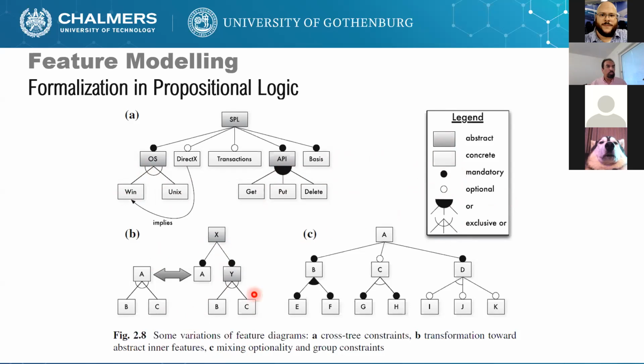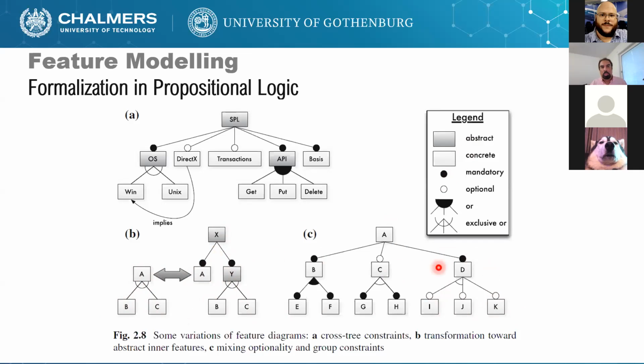Here, for example, there is another variation that you could substitute. These are two equivalent feature diagrams, because Y here is an abstract, you can eliminate it, and X is an abstract, then you can eliminate it, then you can say A has an XOR relation with B and C. So this is the type of thing that you will see.